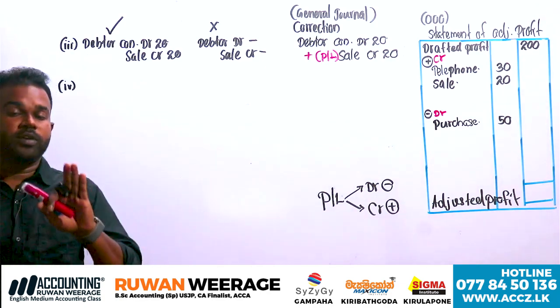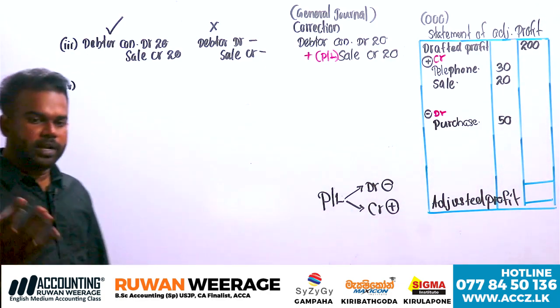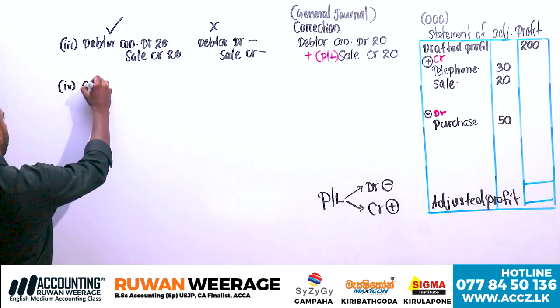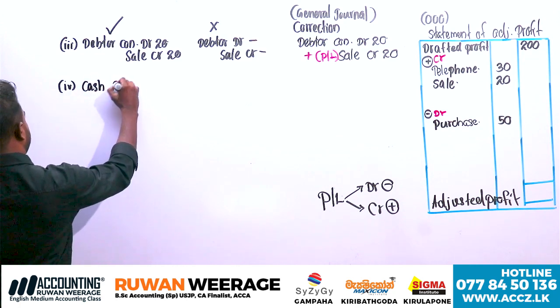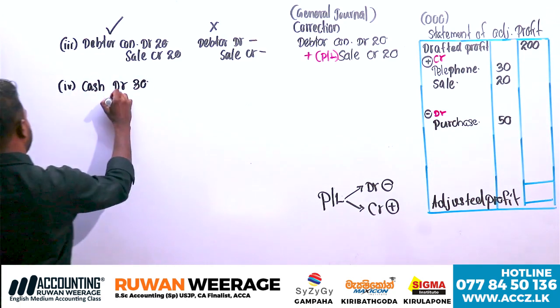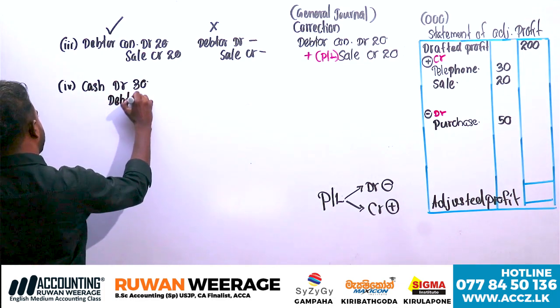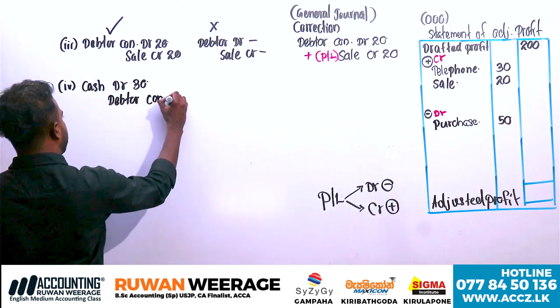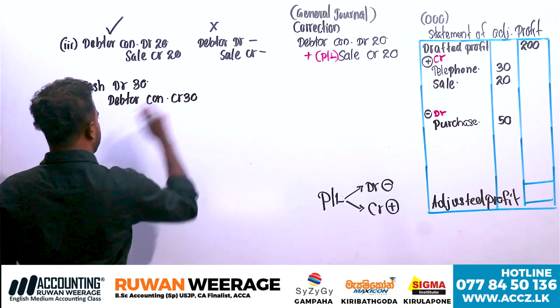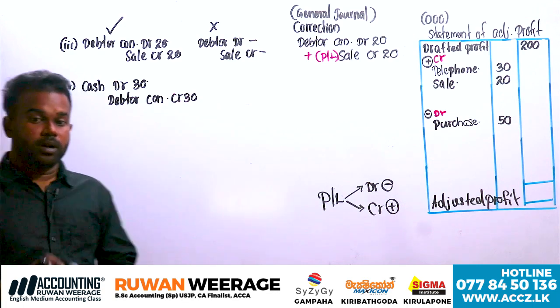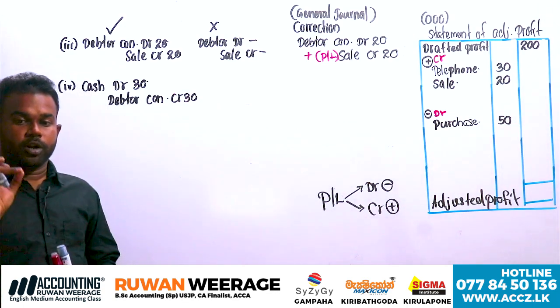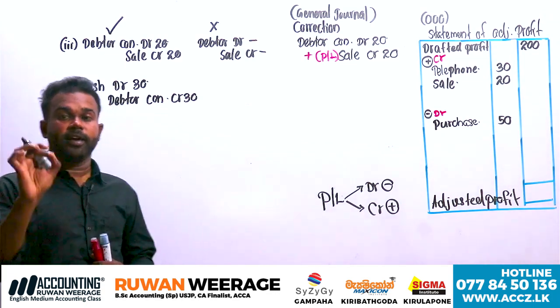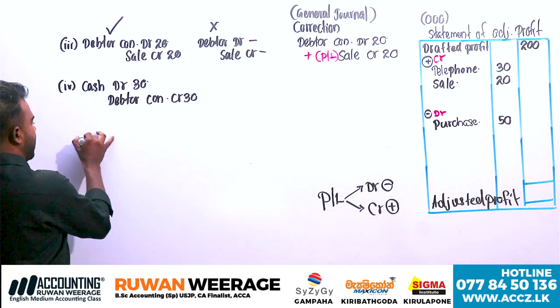30,000 total of debtor receipts. What's the double entry of debtor receipts? Cash debit 30,000. Debtor receipt, debtor control credit 30,000. But now read there: not recorded in the debtor account, right? Then cash debit 30.